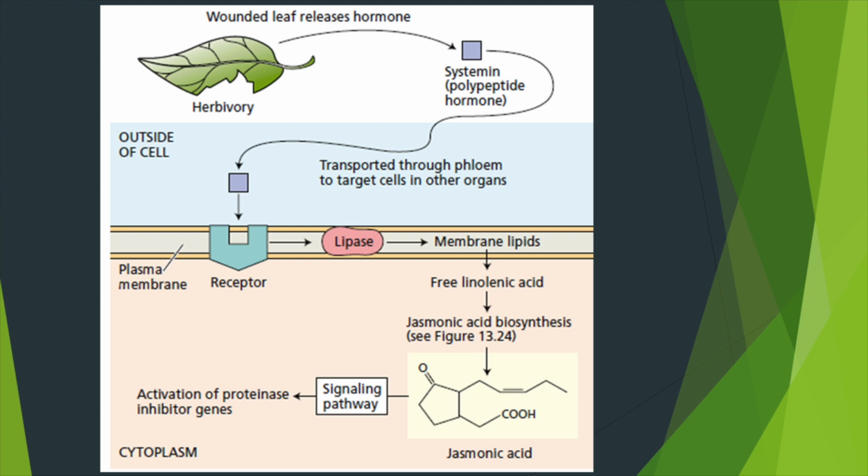This lipase enzyme, what does it do? It will destroy the membrane lipids. Once membrane lipids are digested, they will produce free linolenic acid, and these free linolenic acid molecules will trigger the jasmonic acid pathway, resulting in the activation of protein inhibitory enzymes, and finally the pathogen or herbivory response will take place within the plant.